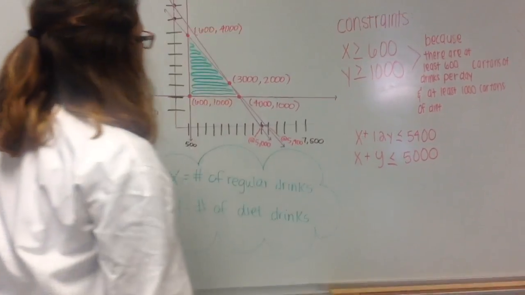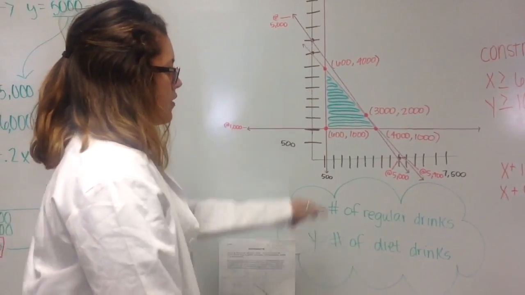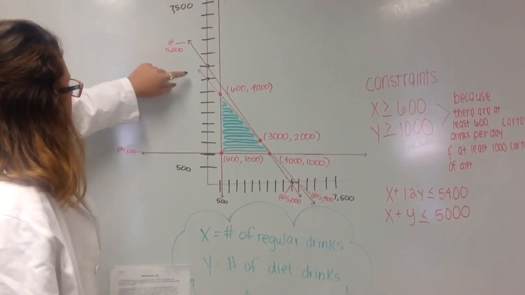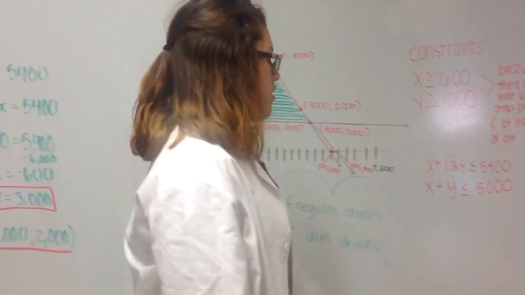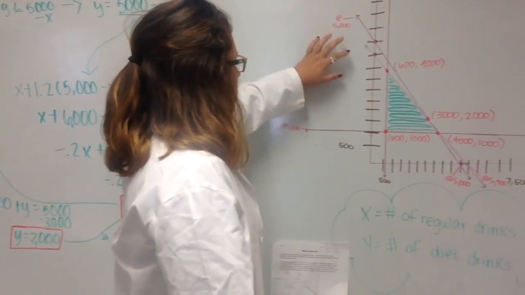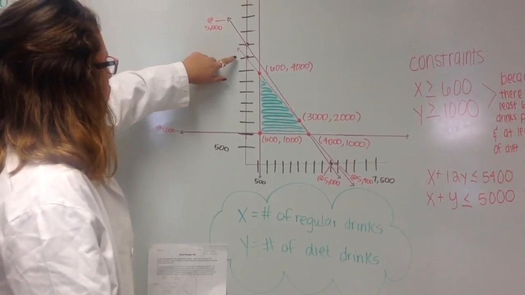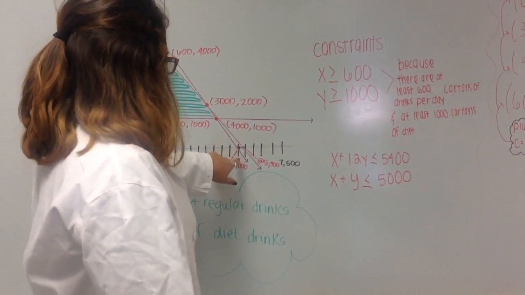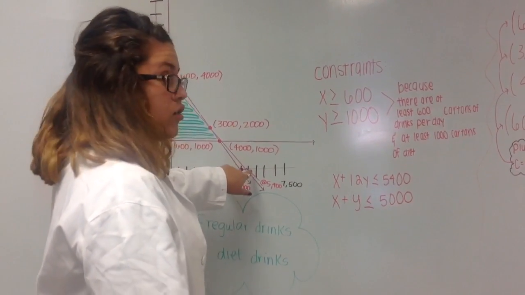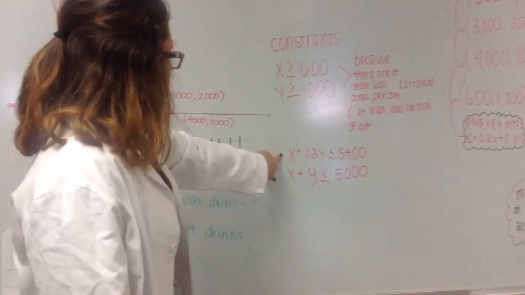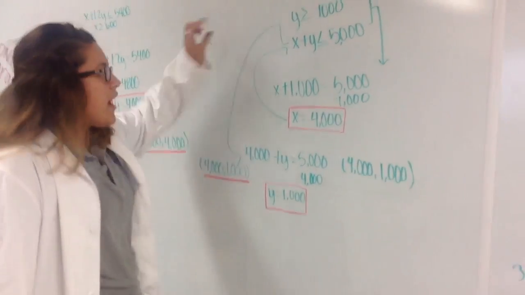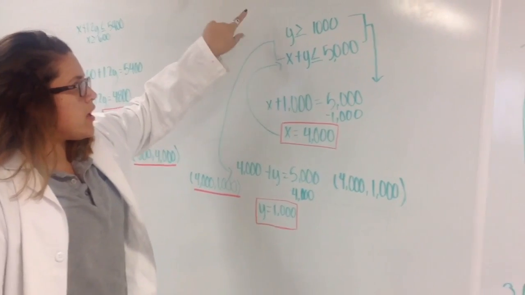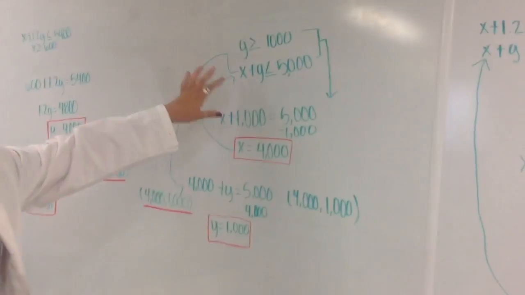So we have that, and then we graphed these by finding the X and Y intercepts. We set them to 0, and we got 5,000 and 5,000 for X plus Y is less than or equal to 5,000. And then we got 4,500 and 5,400 for the X plus 1.2Y is less than or equal to 5,400.